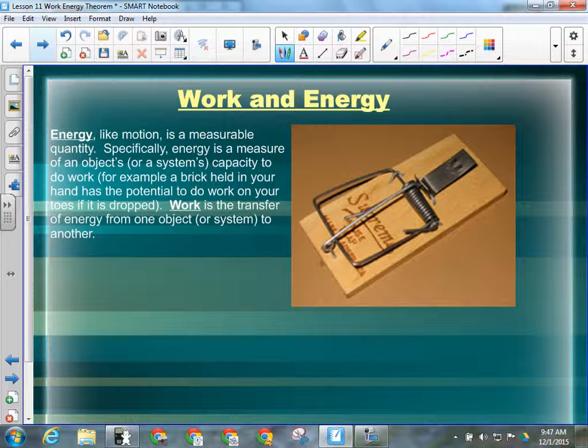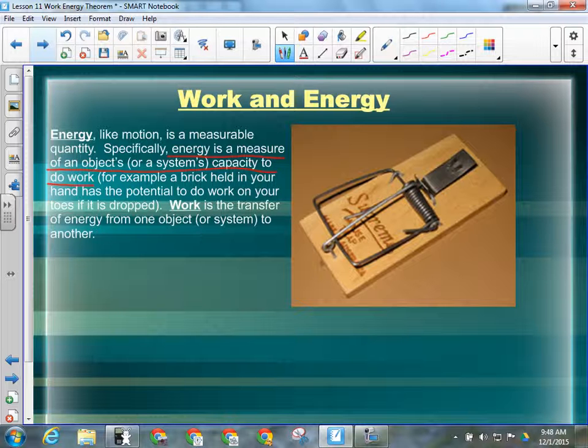Energy, just like any of the other things we've been dealing with, acceleration, velocity, displacement, so any kind of motion, is a measurable quantity. Specifically, energy is a measure of an object or a system's capacity to do work. If I'm holding a heavy object above my toes, it has potential energy, because if I drop it, it will change the shape of my feet in an undesirable way. Changing the shape of something counts as work. You exerted a force through a distance, whatever distance the part of the object that had its shape changed moved. And that counts.